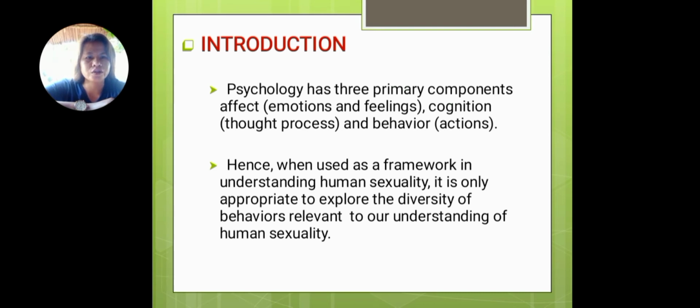Lesson Introduction. Psychology has three primary components: affect, the emotion and feelings; cognition, the thought process; and behavior or actions. Hence, when used as a framework in understanding human sexuality, it is only appropriate to explore the diversity of behaviors relevant to our understanding of human sexuality.